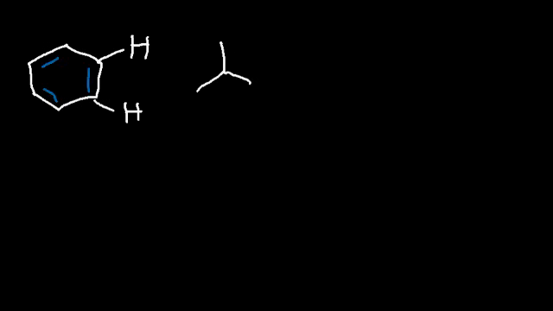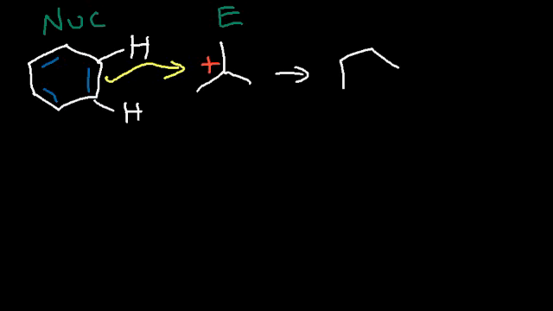So now we can react the benzene ring with the carbocation. The carbocation, which is electron deficient, is the electrophile. Benzene, which has more electron density relative to the carbocation, is the nucleophile. The electrons always flow from the nucleophile towards the electrophile. So when the benzene ring binds with the carbocation, it's going to lose the double bond initially.